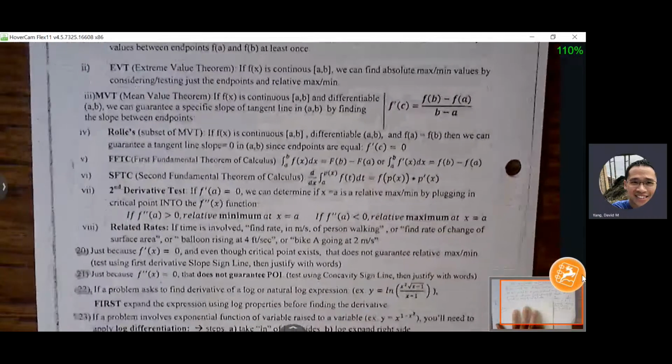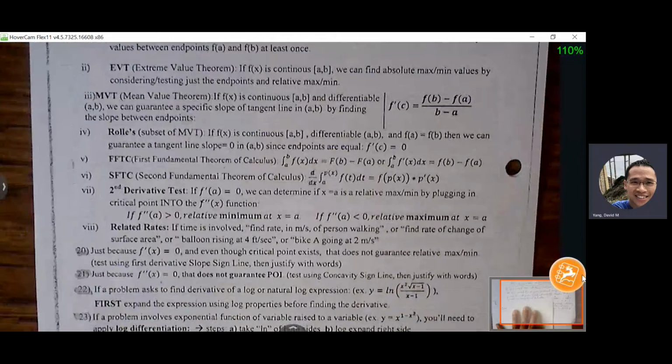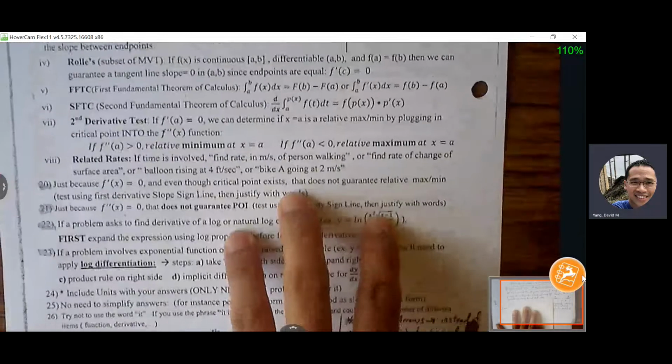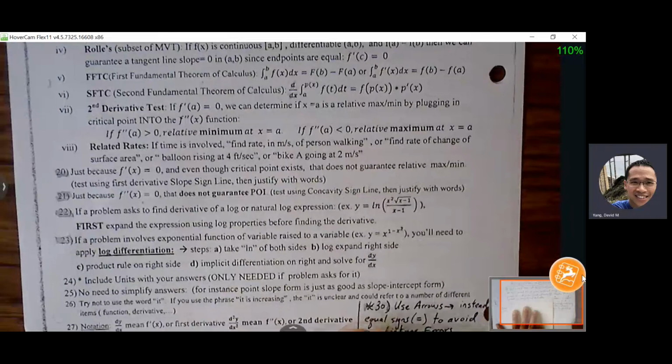Okay, some of the common phrases that indicate that you're working on a related rates problem potentially. Okay. Right, so I think it'll be good for you guys to spend some time going over it.